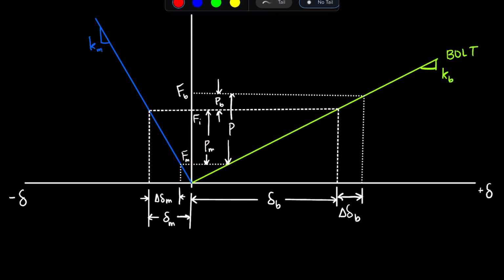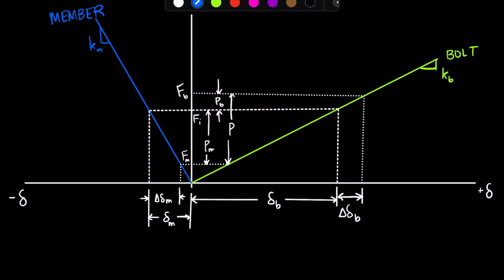So this chart just shows us the relationships between all of these different parameters, the loads and the elongation or compression of the different members. It shows us the relationship between all of these using our model of the bolted joint as a pair of springs. This also helps us see the real power or the strength of bolted joints.